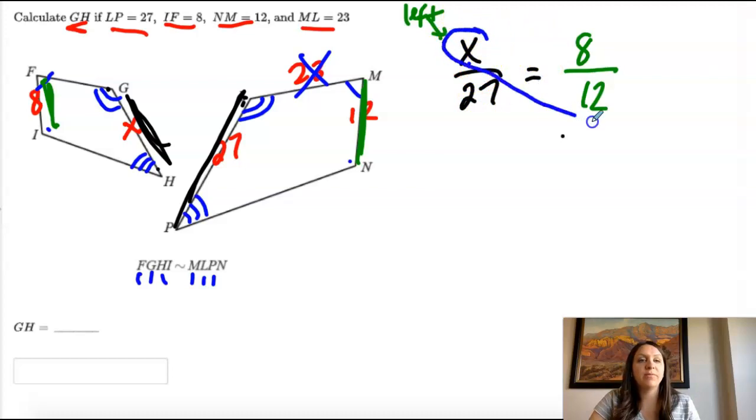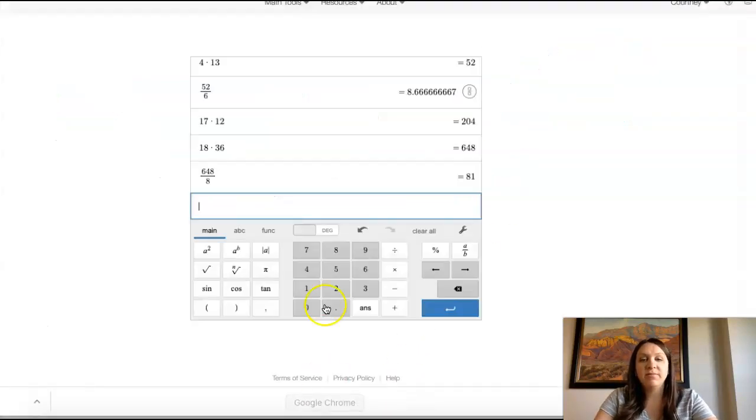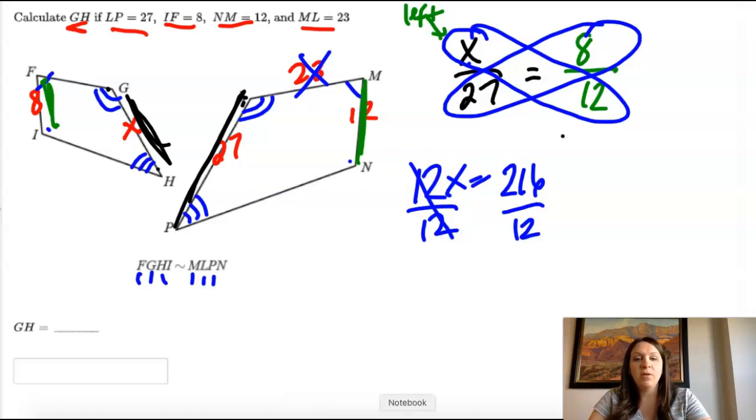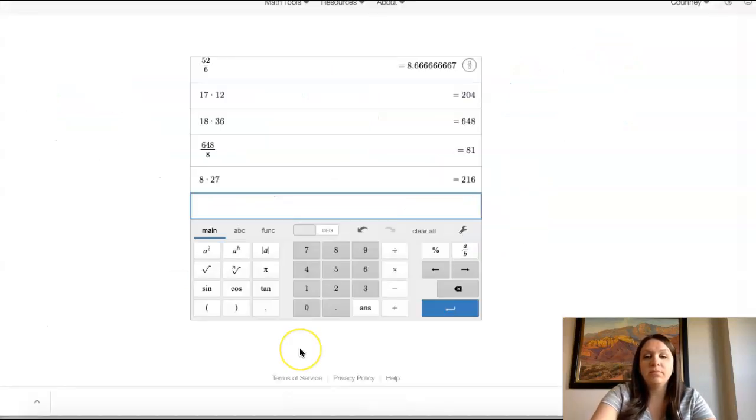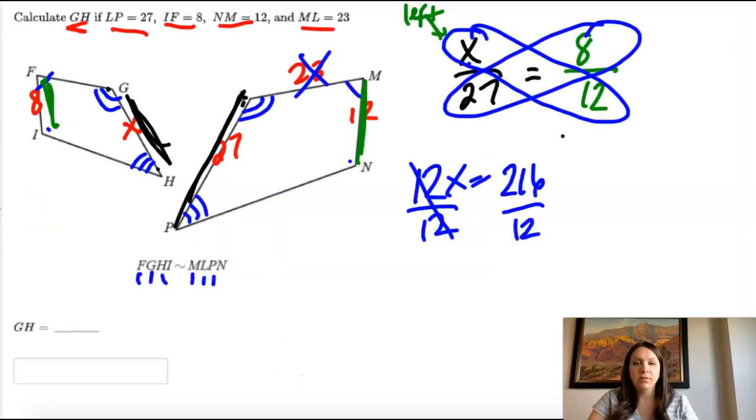Okay, cross multiply. 12x equals 8 times 27, 216, and then divide both sides by 12. Is 18. So x equals 18, you would type in 18.